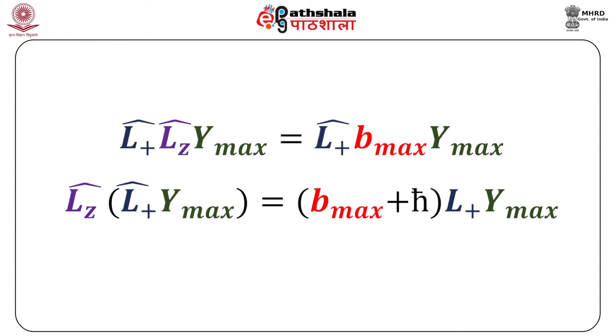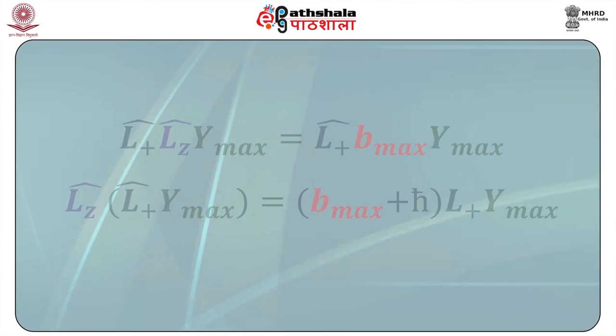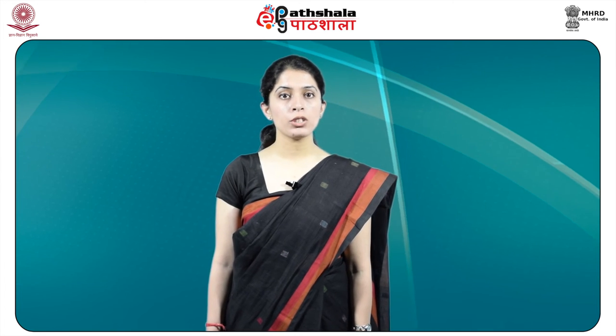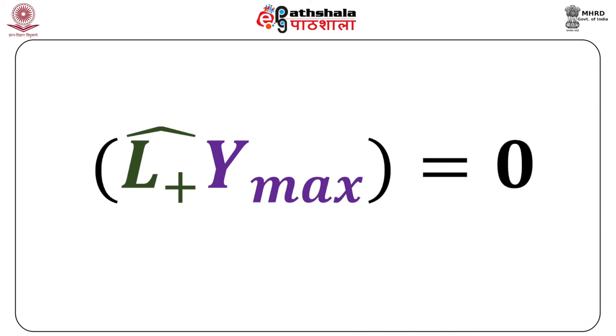Now, operating on the b max equation with the L plus operator gives us the expression L plus Lz ψmax equals L plus b max ψmax. This further can be simplified as Lz L plus ψmax equals (b max plus ħ) L plus ψmax. This eigenvalue has been obtained by application of the raising operator, and it is found to be ħ higher than b max, which is contradictory as we defined b max as the largest eigenvalue of the Lz component. Now, the only possibility in this contradiction is that the function L plus ψmax vanishes. That means L plus ψmax becomes equal to 0.